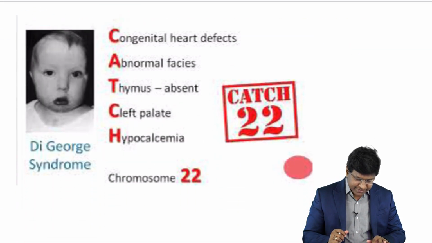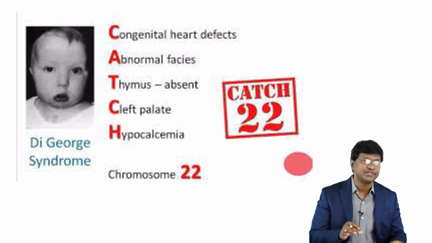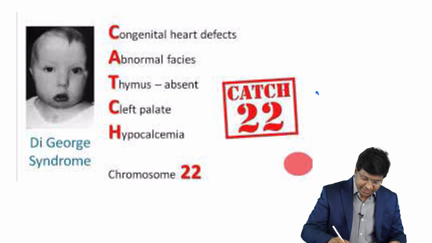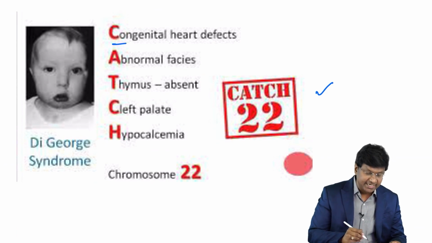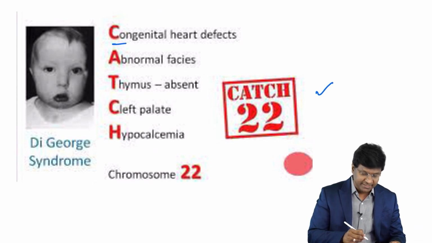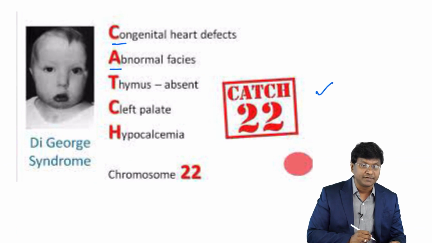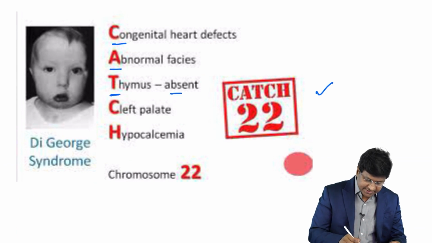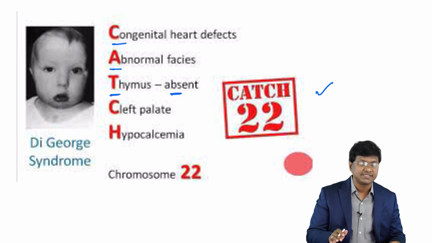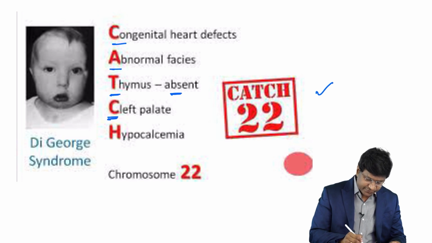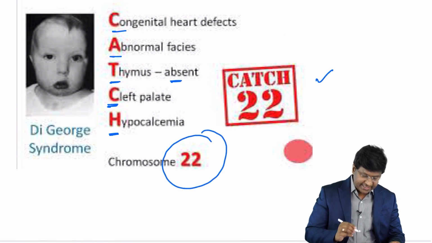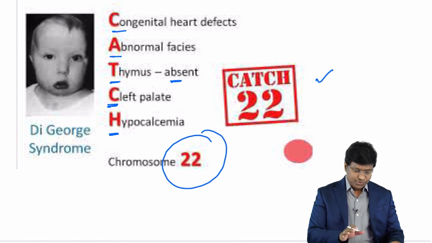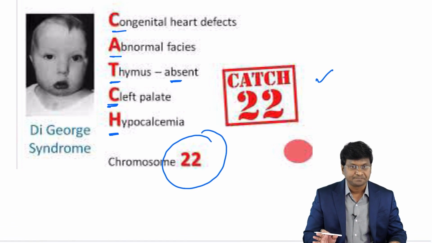And this will be the mnemonic for the components of DiGeorge syndrome. And what is that mnemonic? That is CATCH-22. C stands for congenital heart defects, that can be in the form of ventricular septal defect. A stands for abnormal facies. T is thymic hypoplasia, that is, the thymus is absent. C stands for cleft palate. H stands for hypocalcemia. And 22 stands for the abnormality being on chromosome number 22. So that is about your CATCH-22.